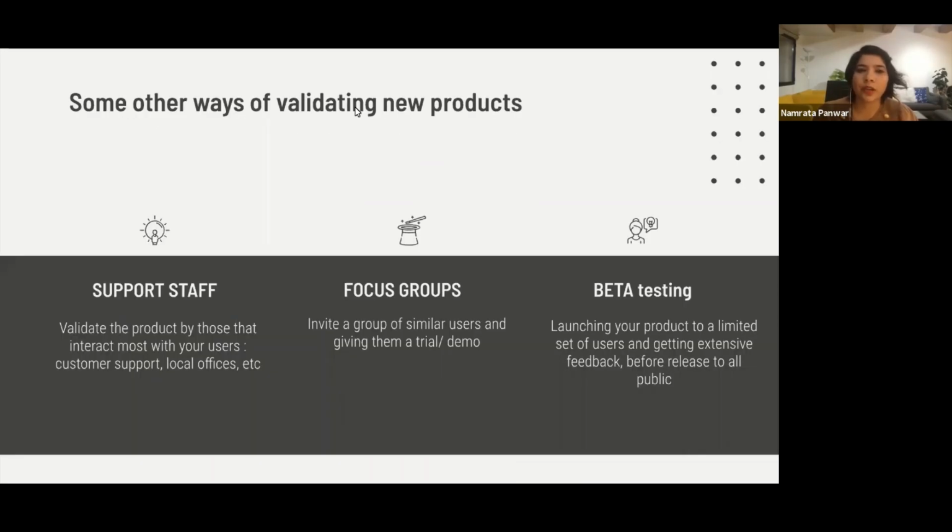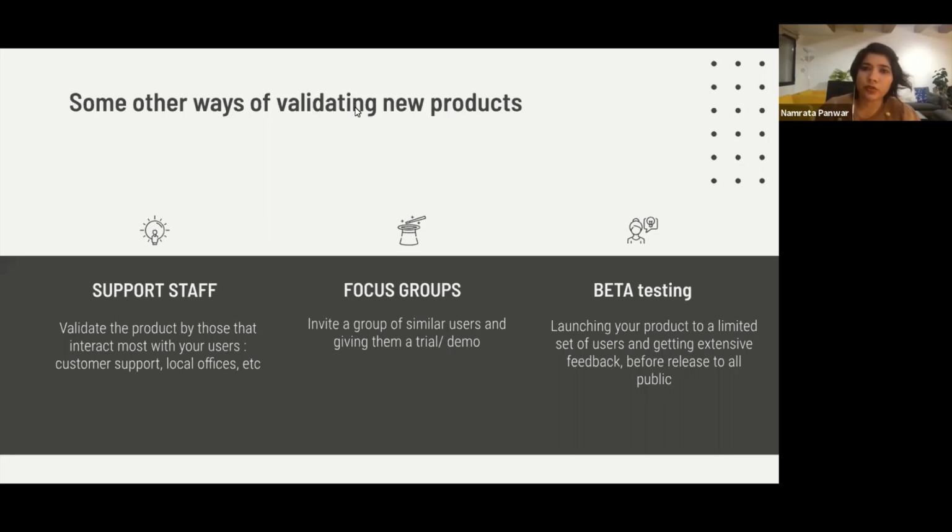A/B test is not the only way to validate new products. There are some other ways to validate new products that we have been using in the past and we find useful. The first one is the support staff. What we generally do is speak to those people who are in constant touch with your end users. So let's assume your customer support, your local offices, or any of those representatives and salespeople that are on the ground and speaking to your users. I think the best idea for you to validate your product is to get feedback from them. They are the people who have been talking to your users the most and can represent your users' voice as much as they can.